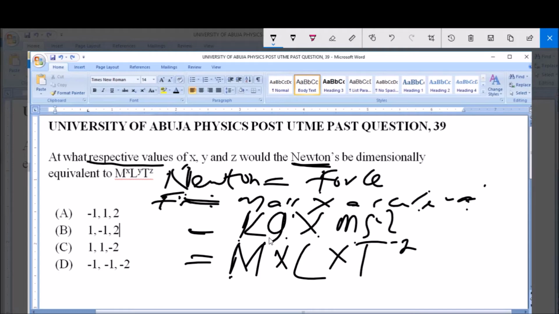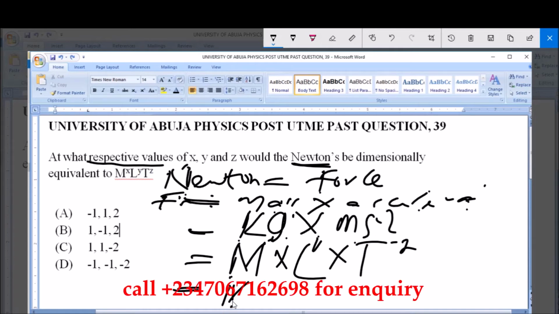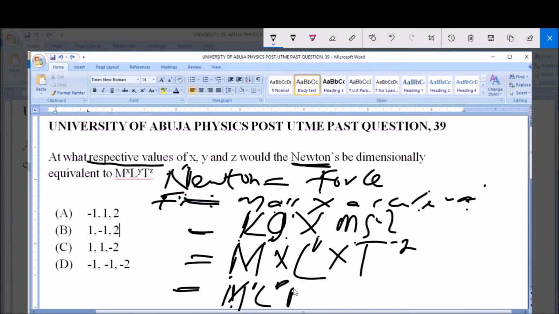Although the 1 is not written, you know that M is equal to M raised to the power of 1, L is L raised to the power of 1. Similarly, 10 is 10 raised to the power of 1, 5 is 5 raised to the power of 1. When you raise any number or any letter to the power of 1, it is unchanged. So anything raised to the power of 1 is still that thing, that quantity, or that number. So we have M^1, L^1, T^-2 in this order.